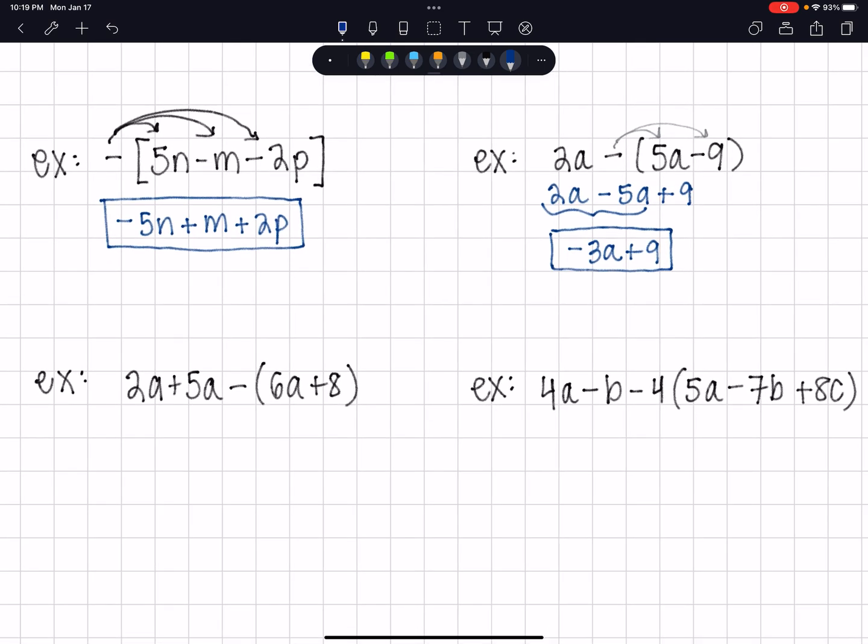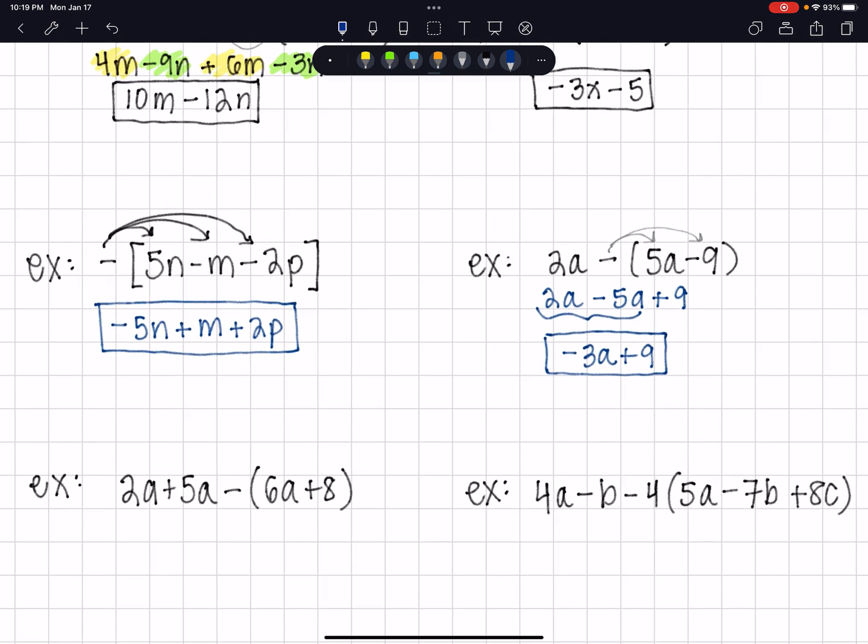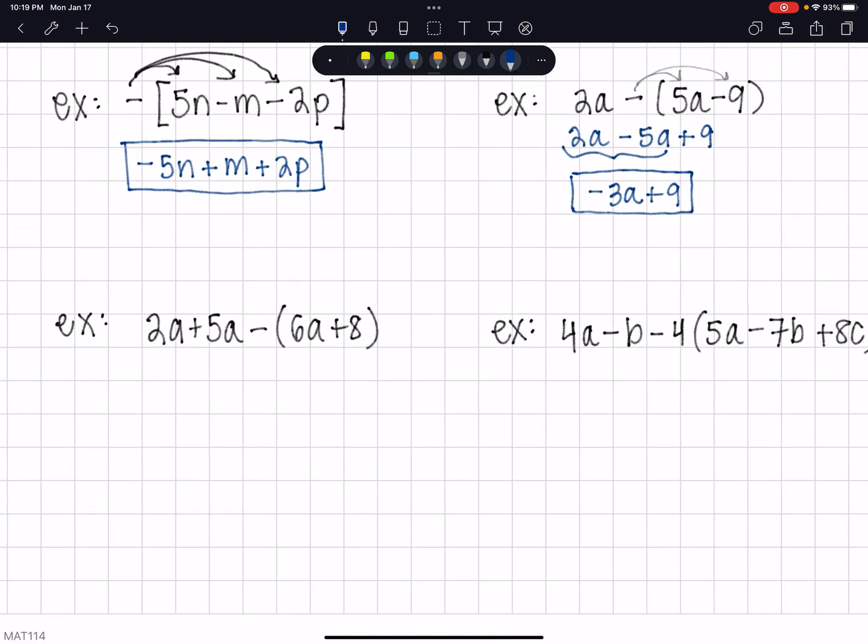Okay, you try these examples and see if you got enough practice, enough examples above that you can work these two out on your own. And when you're ready to come back, press play.